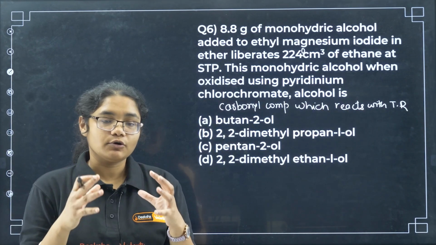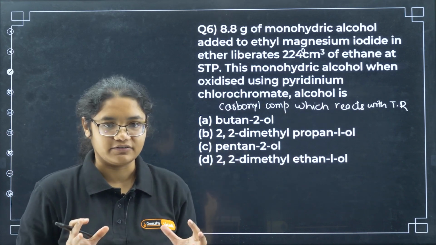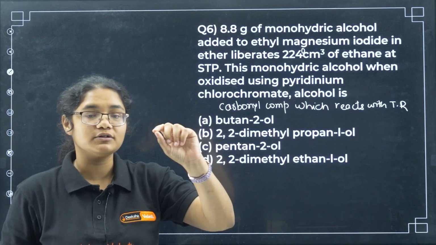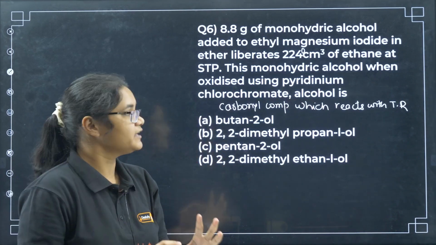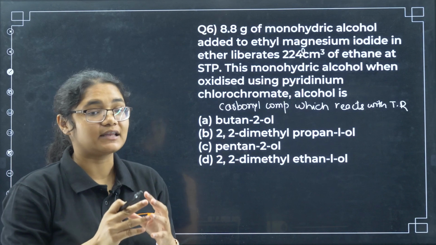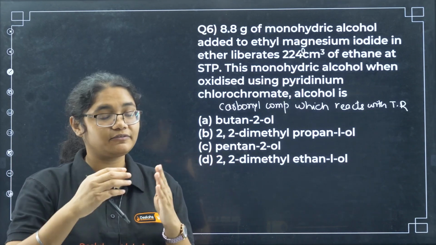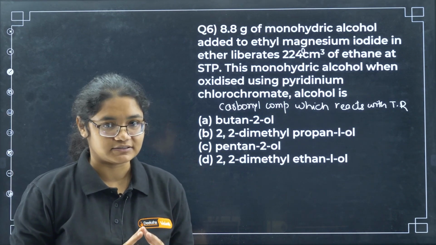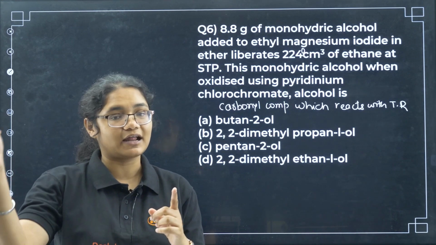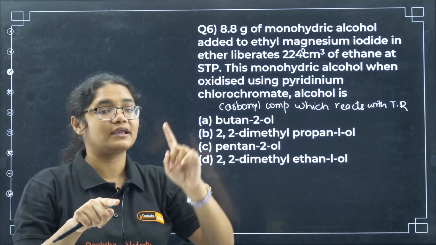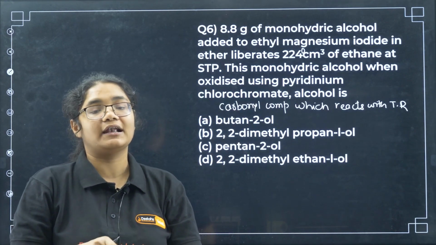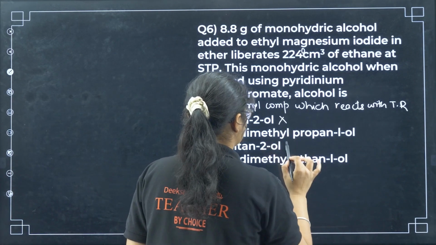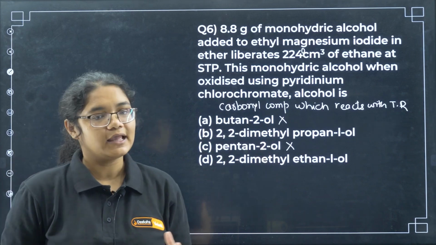Now see, if you know that only aldehydes can react with Tollens reagent, and if you are oxidizing with PCC, then primary alcohols will give you aldehydes. So obviously our monohydric alcohol is nothing but a primary alcohol, because if it is a secondary alcohol, then with PCC you will get ketone, and then ketone will not react with Tollens reagent. So because it is reacting with Tollens reagent, that means on oxidation this monohydric alcohol gave us an aldehyde, and if it is giving you an aldehyde, this monohydric alcohol must be a primary alcohol. So based on that I can eliminate these two options, because these are your secondary alcohols.